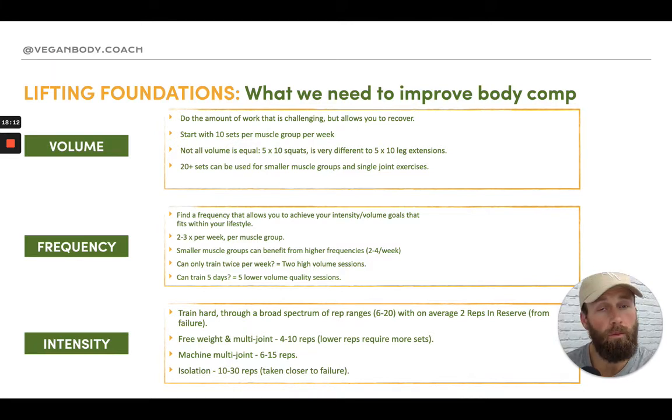Ensure that you've got adequate volume spread across the week for each muscle group. Generally starting around 10 sets per muscle group per week is a good place to be. And then we want to ensure that the intensity is there, ensuring that we're training close enough to failure, and we're not just going in there to have a joyride in the gym. As Tony Gentilcore likes to say, weight training shouldn't tickle, right? It should actually feel like you're training pretty hard and we're taking the intensity up.